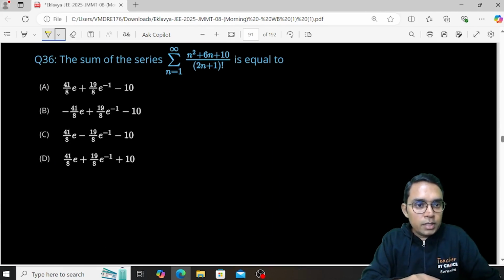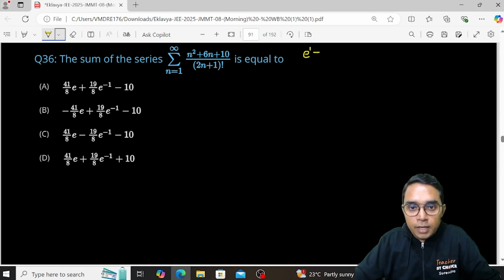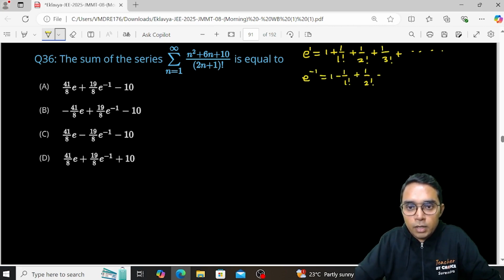Coming to the next question, they are asking for the sum of the series. This question is based on the expansion of e. e to the power 1 is 1 plus 1 upon 1 factorial plus 1 upon 2 factorial plus 1 upon 3 factorial and so on. And e to the power minus 1 is 1 minus 1 upon 1 factorial plus 1 upon 2 factorial minus 1 upon 3 factorial and so on. Now I will try to simplify the expression inside the summation and then we will use this.